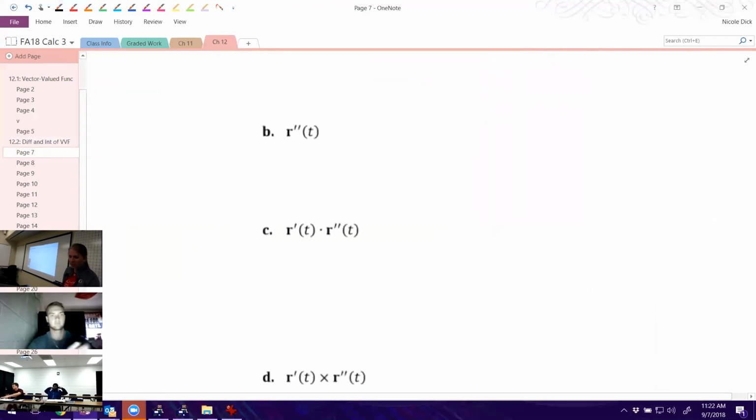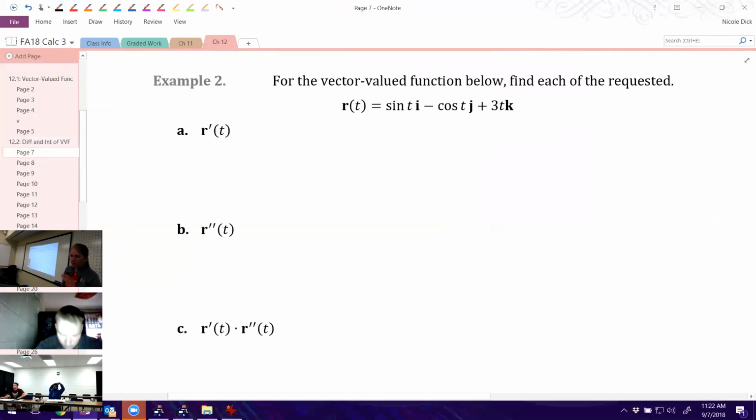Okay, let's do a couple of these, and then we'll finish this example up next time. So for the vector valued function below, find each of the requested. Now we do have a three-dimensional piece here. This is not quite a circle since we have sine of t minus cosine of t. We're not quite working with a circle here, but we're close. Out of time, so I won't graph it until next time. We'll just go through and do the math.